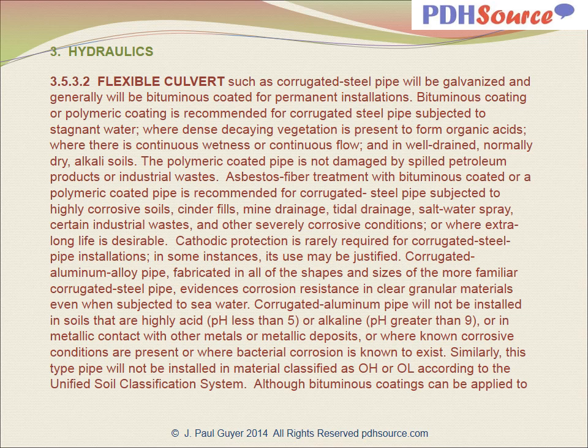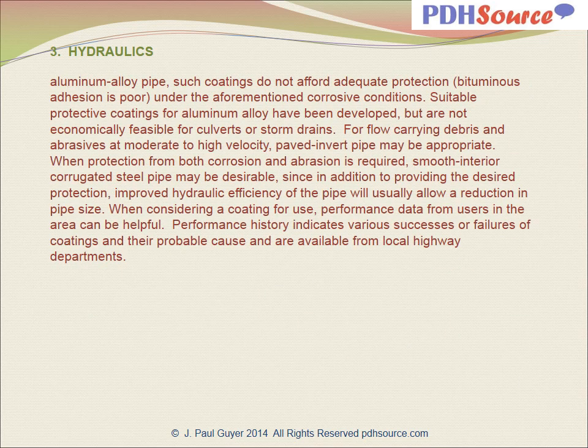Although bituminous coatings can be applied to aluminum alloy pipe, such coatings do not afford adequate protection. Bituminous adhesion is poor with this metal and under these corrosion conditions. Suitable protective coatings for aluminum alloy have been developed but are not economically feasible for culverts or storm drains.